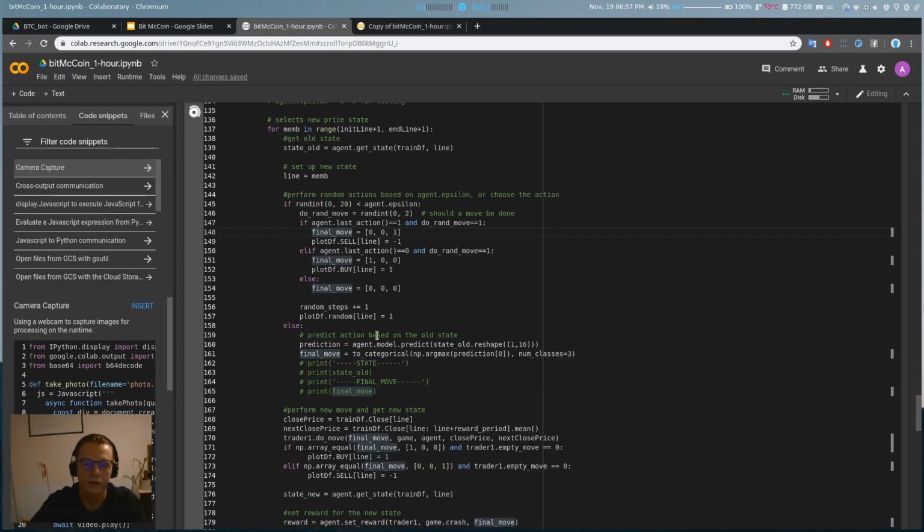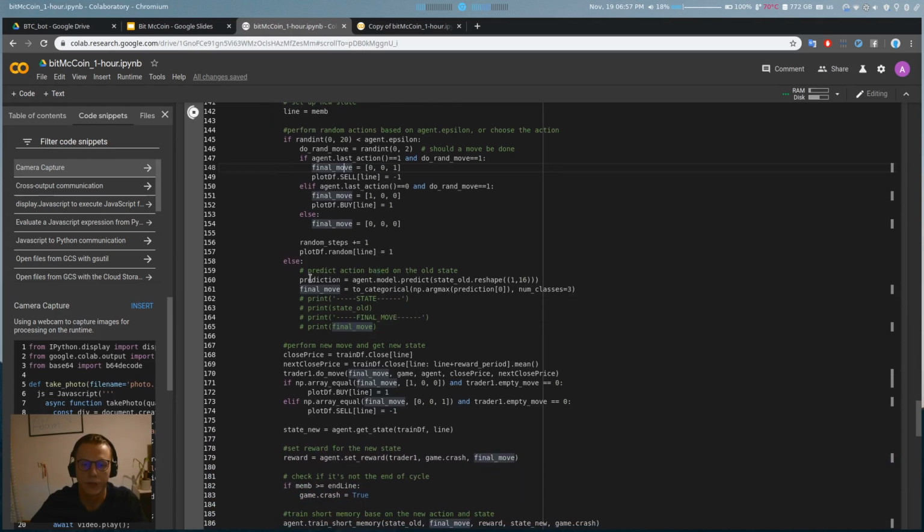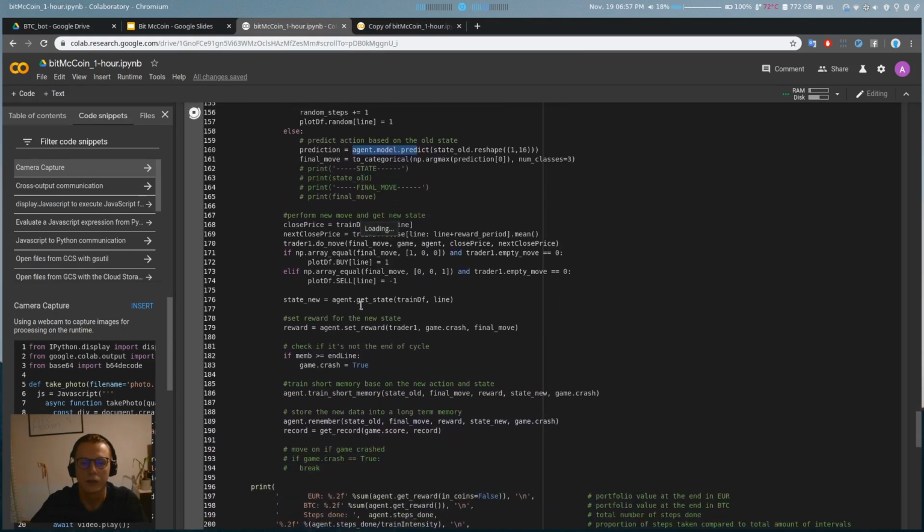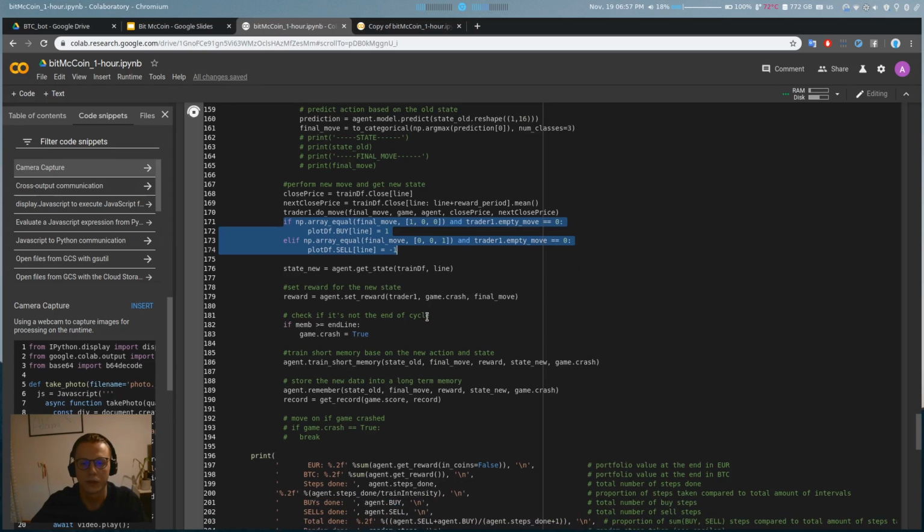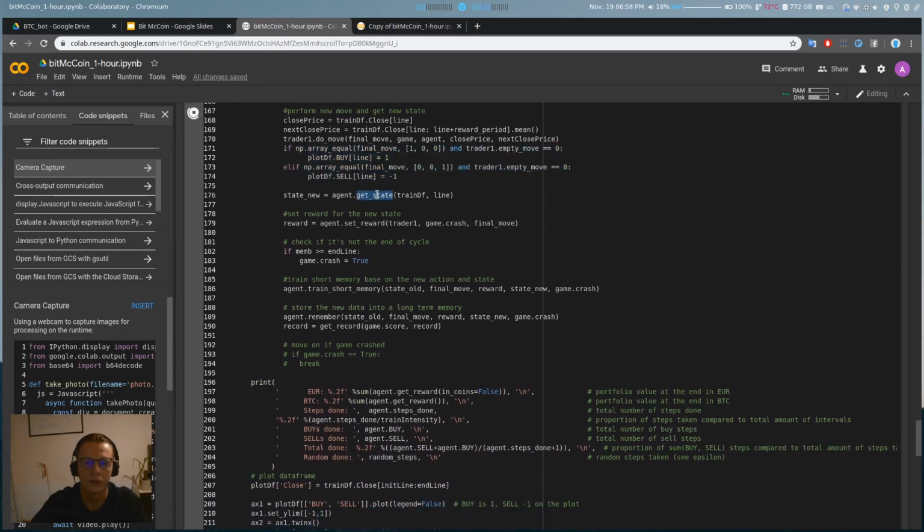And if the epsilon isn't true, it just goes for the actual prediction, calls up the model, predicts what to do, and then you have the final move here. So the class does the move, and updates the prices as well at the same time. These are just to have a better visualization of what the bot does during the day. So not that important. Then we update the state for the bot to train later on.